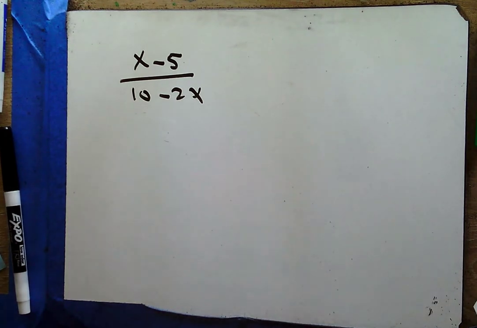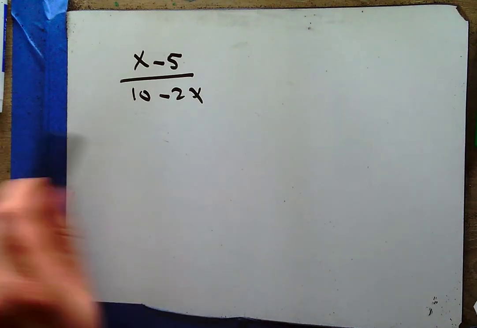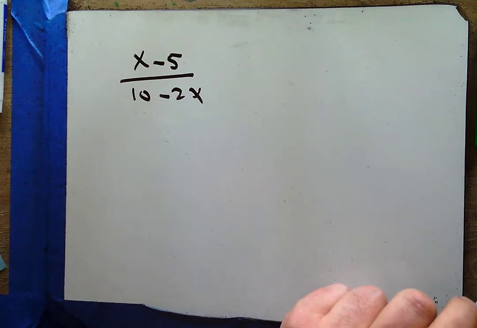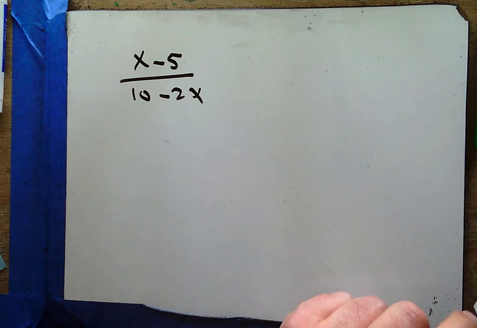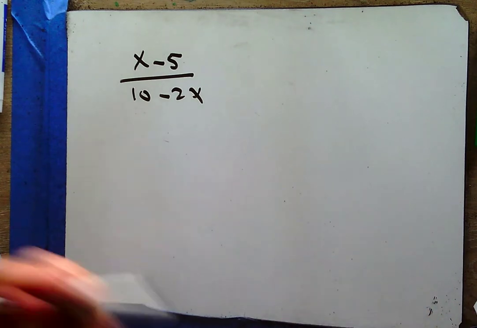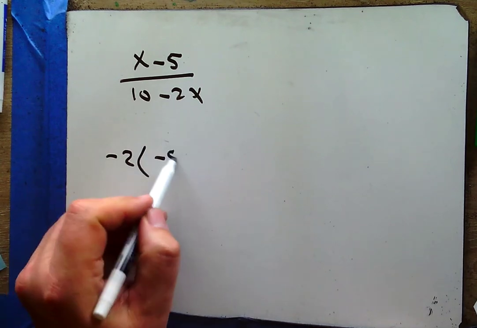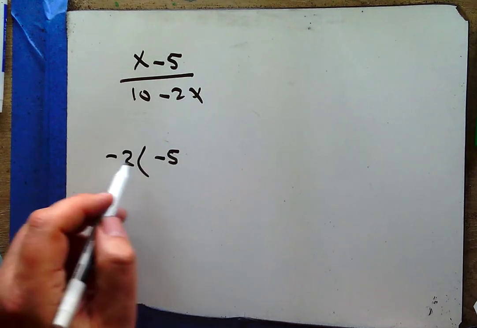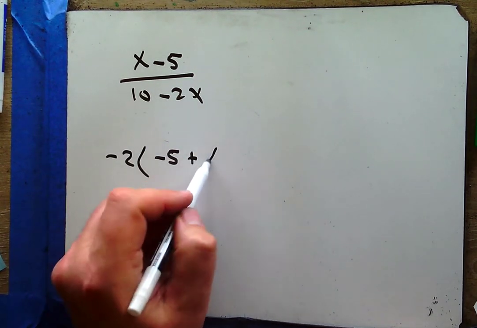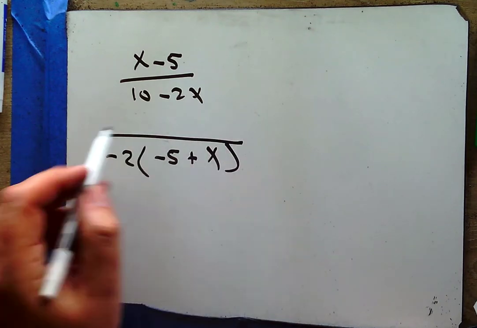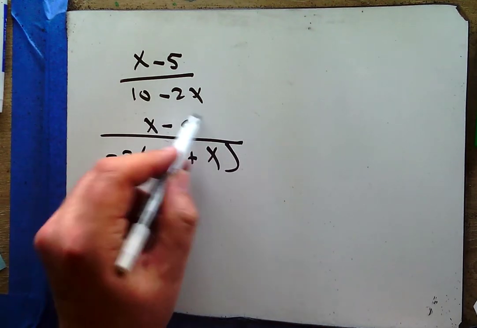Okay, welcome back. I hope you didn't cancel out those x's. What did you do? That's what I want to know. Did you notice that on the bottom you could factor out a negative 2? Well, let's factor out a negative 2 and see what we get. I take out a negative 2 on the bottom. 10 divided by negative 2 is negative 5. Negative 2x divided by negative 2 is positive 1x. And on the top, we have x minus 5.